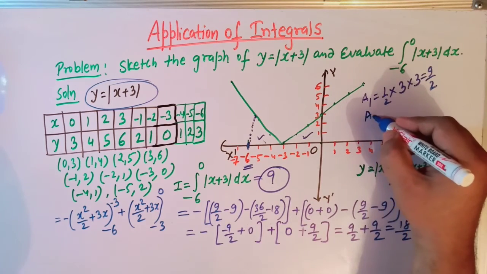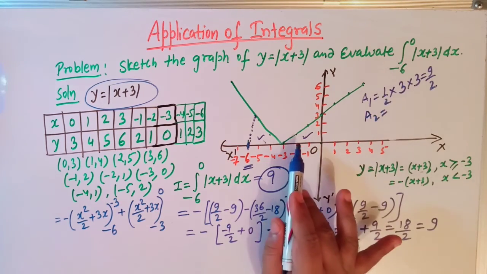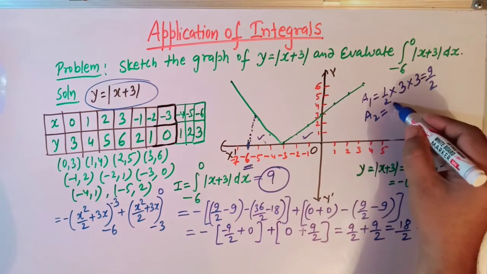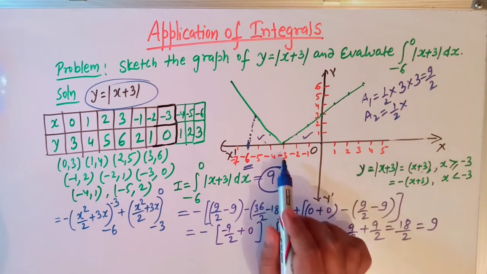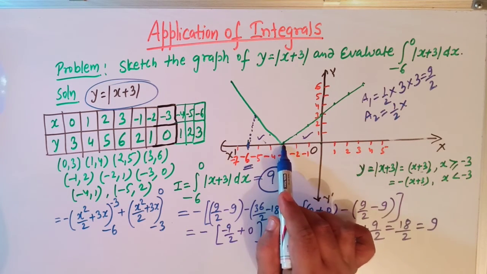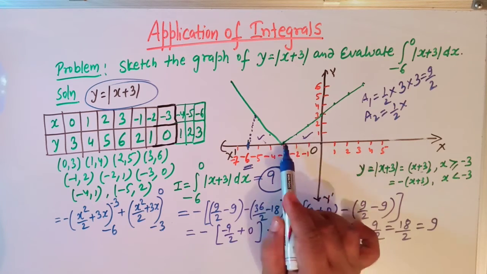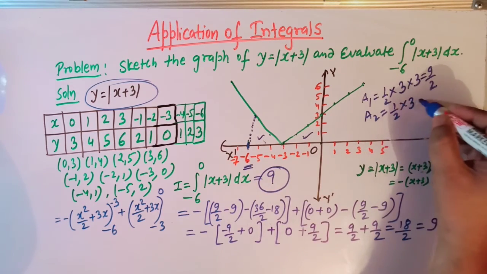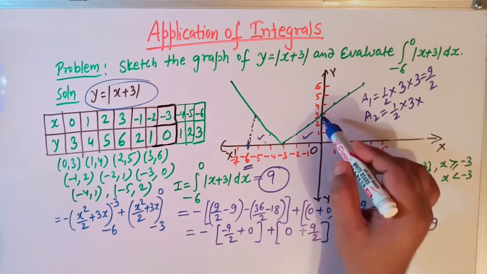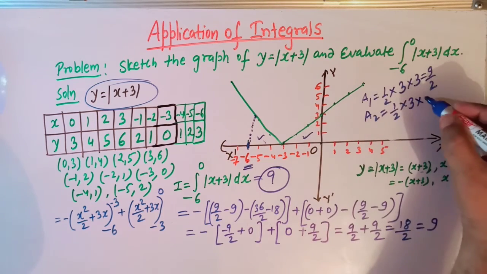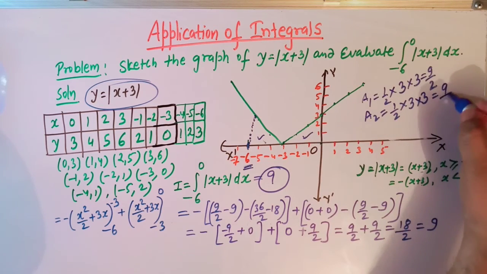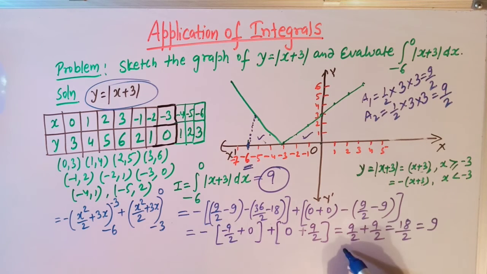And if we calculate the area of this triangle, we have half, and this is minus 3 to 0, so the base is again 3 units, and here the height is 3. So we have 9 by 2. So here we get 9 by 2 and 9 by 2. So this is A1, this is A2.